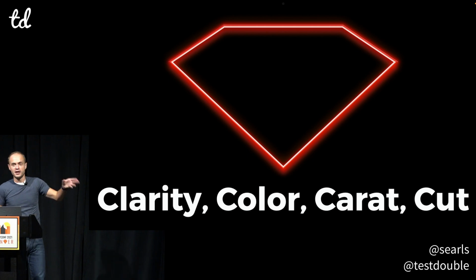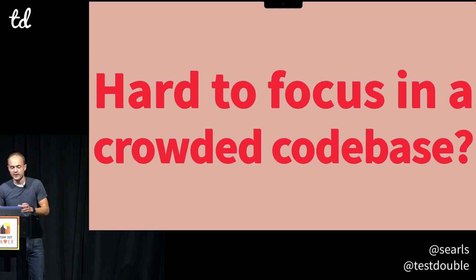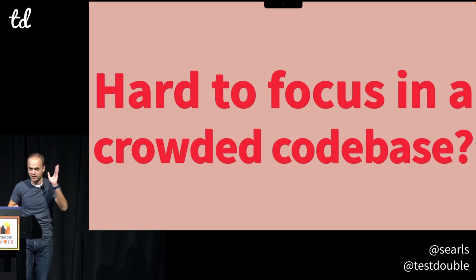They're clarity, color, carat, and cut. And so we're going to start by talking about clarity. And this is a story for people who find it hard to focus in a crowded code base, like myself.